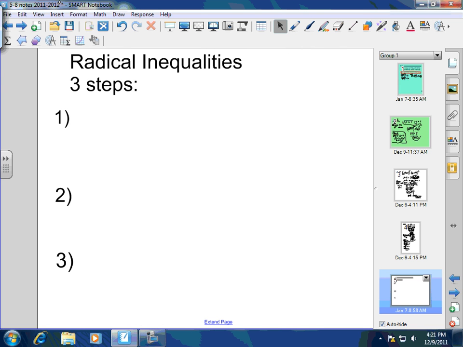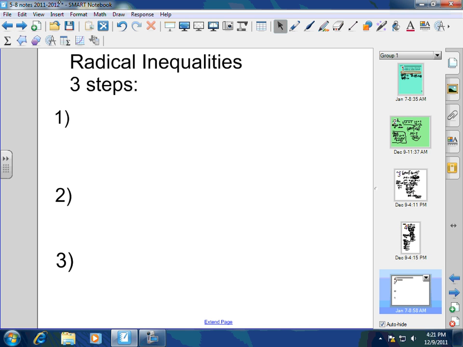Okay, so that's how you work with equations. Very simple. Now, the same procedures are going to work when you're working with radical inequalities. Same exact procedures. The only thing you have to be wary of is to remember that whenever you multiply or divide by a negative, you've got to flip the inequality sign. Whenever you multiply or divide by a negative, you got to flip the inequality sign.